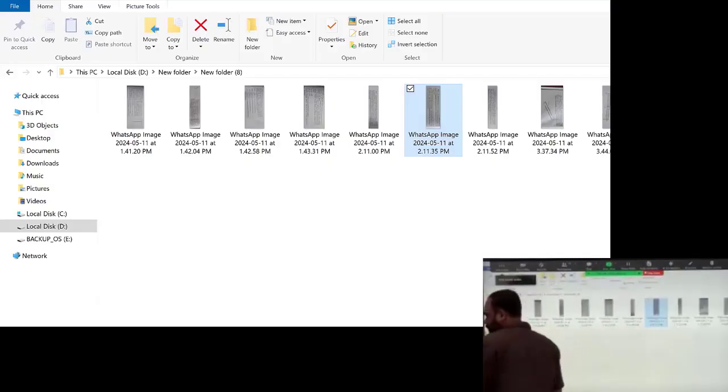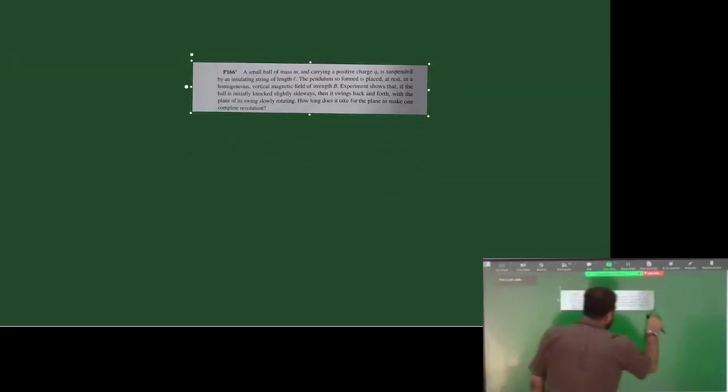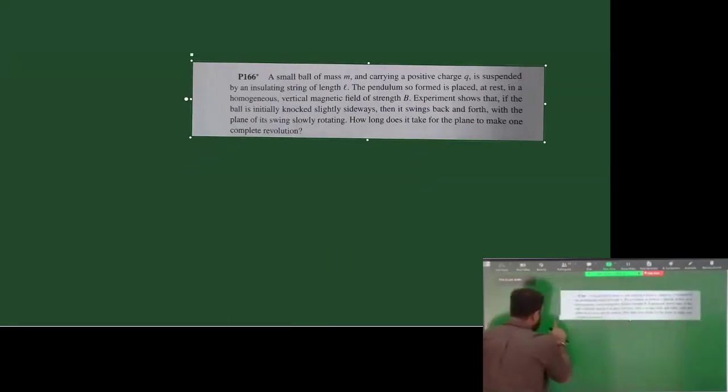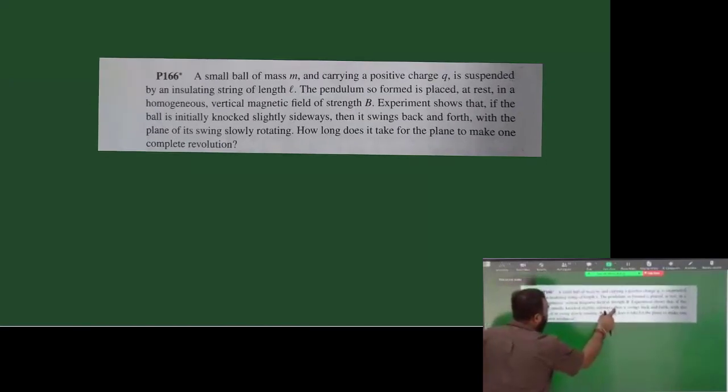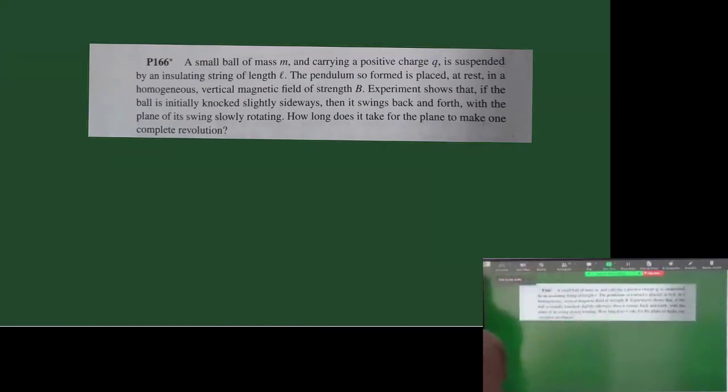The second problem in order was question number 166. Again, it's a very nicely built up problem, which is based on the Foucault pendulum, where the concept of magnetic force has been used. Just read the data of the problem carefully and we'll analyze it.